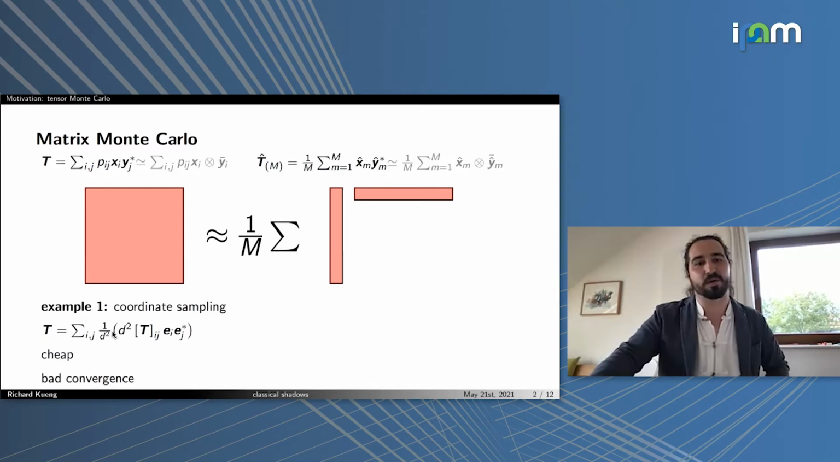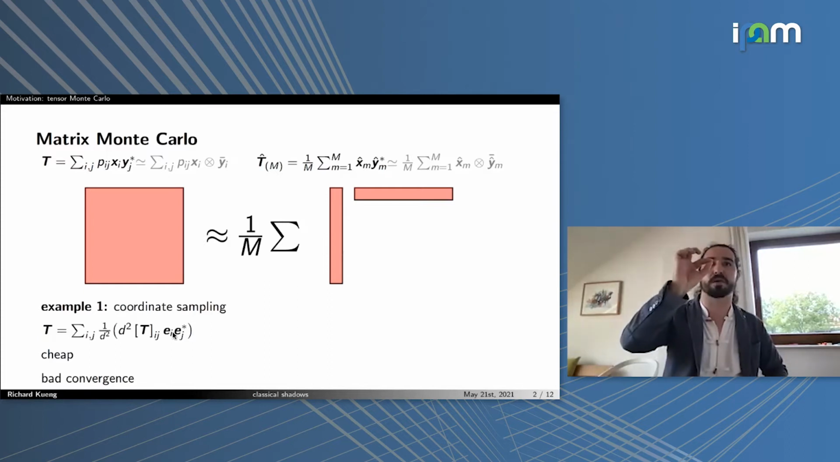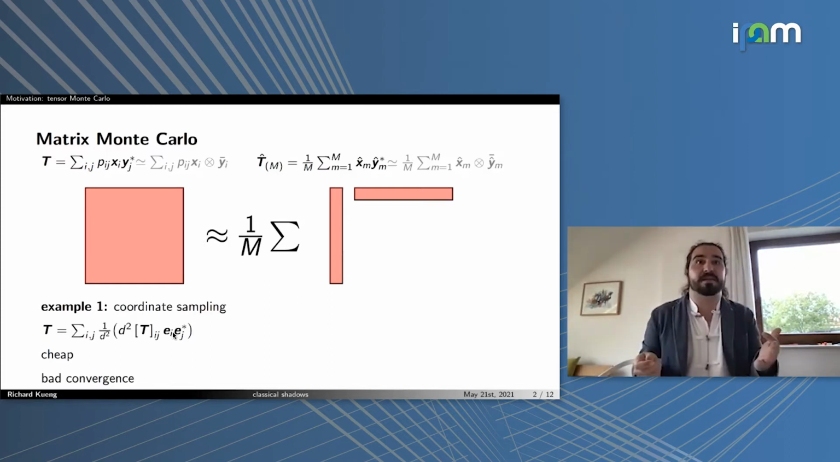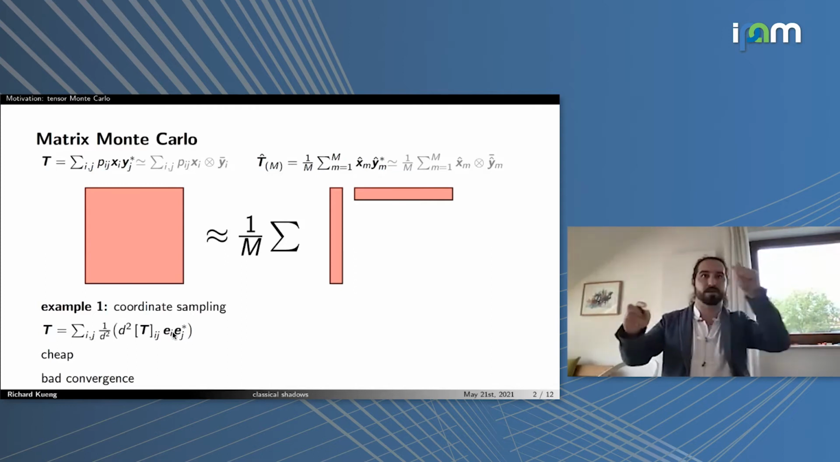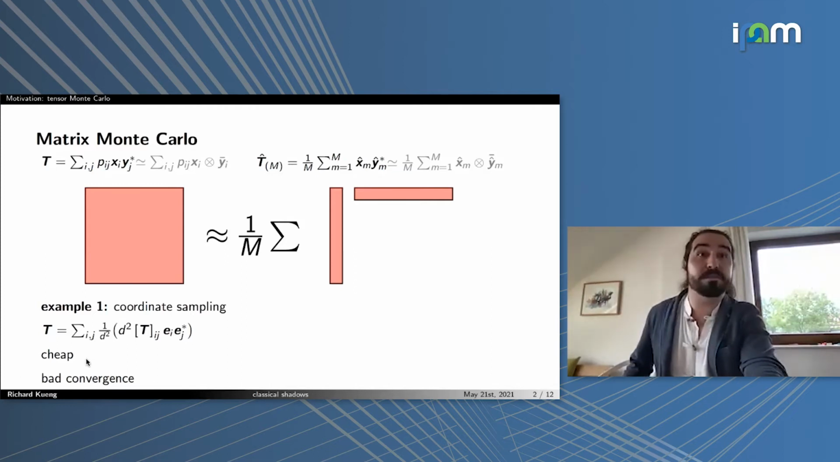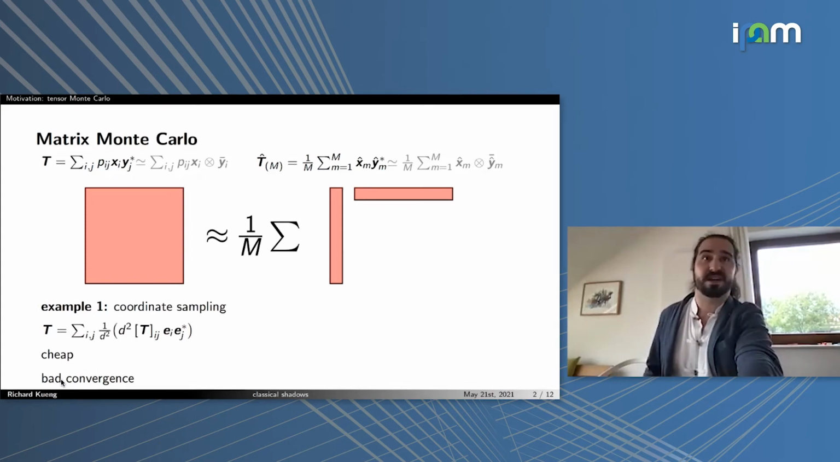And then I sample according to this uniform distribution. And I choose my rank 1 factors to be just elementary matrix spaces, like the ijth coordinate. And when I do that, I have a very, very cheap way of approximating a matrix using Monte Carlo by just randomly sampling entries and populating the zero matrix with them. And this is very, very cheap. You can do it in a streaming fashion, but you pay for it because the convergence is arguably horrible.